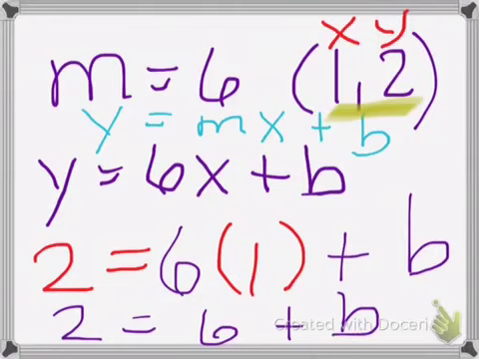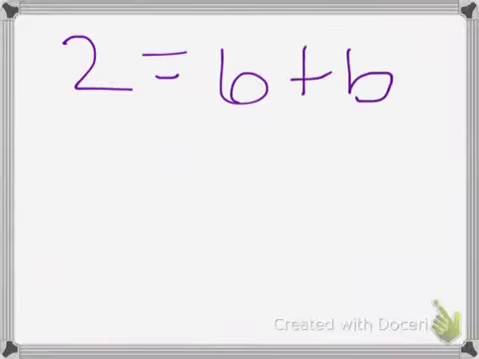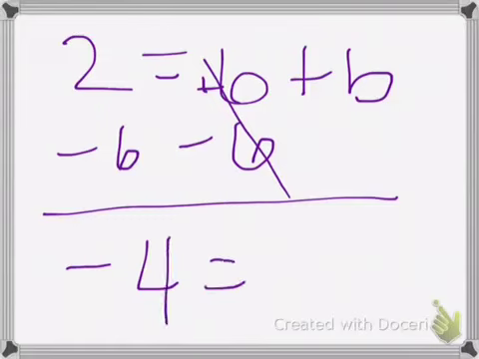And here you just solve a linear equation. Let me change the page and we'll finish solving it. So we get 2 equals 6 plus some b. Now, in order to solve for b, we have to get the 6 on the other side. So since this is a plus 6, we do the opposite of it, which is negative 6 to both sides to balance the equation. So we get negative 4 equals b.